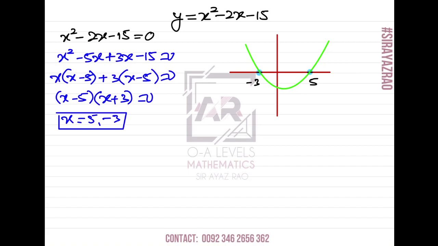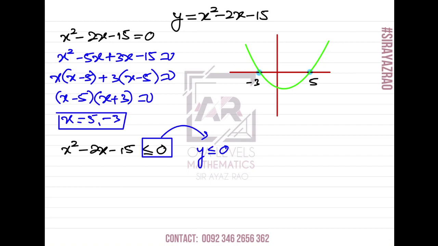But when they ask you x square minus 2x minus 15 is less than or equal to 0, now this is the quadratic inequality. So what does that mean? They are basically asking you to find the range of values of x when y is less than or equal to 0. When y is less than or equal to 0, what is the value of x?